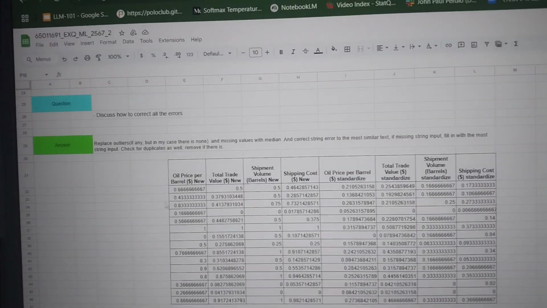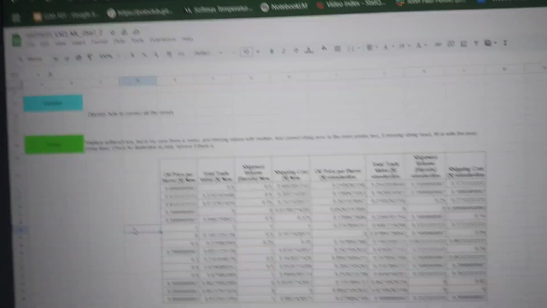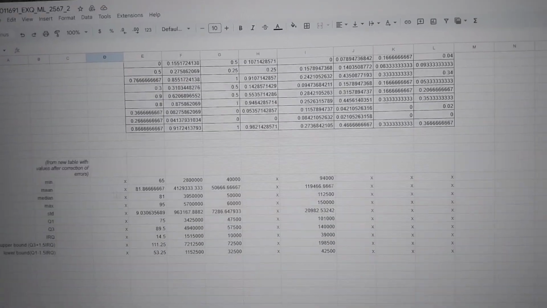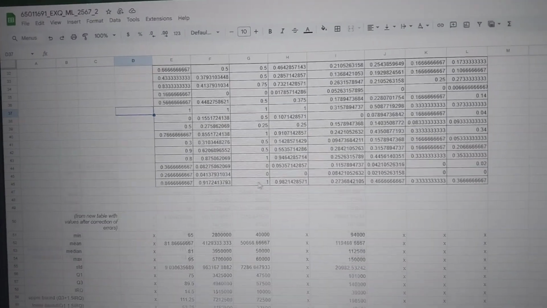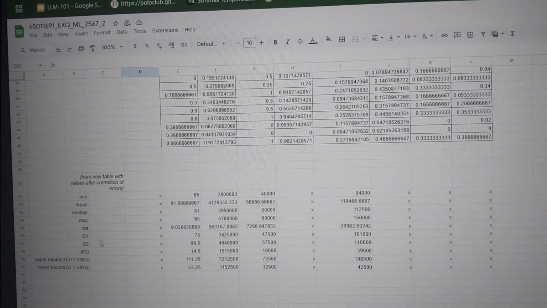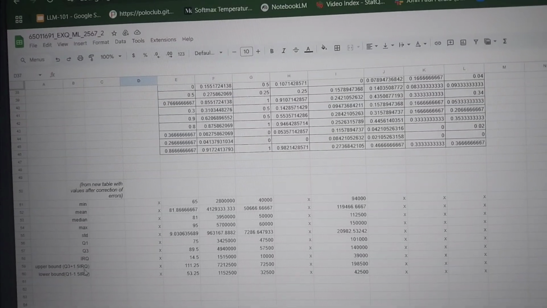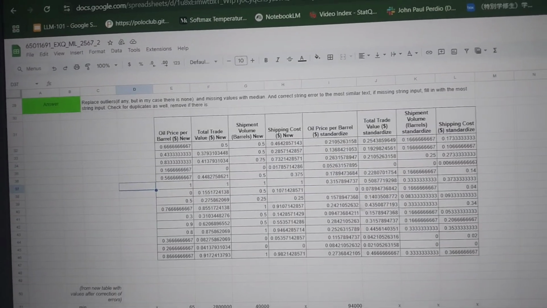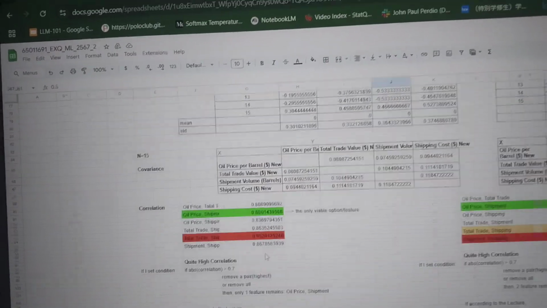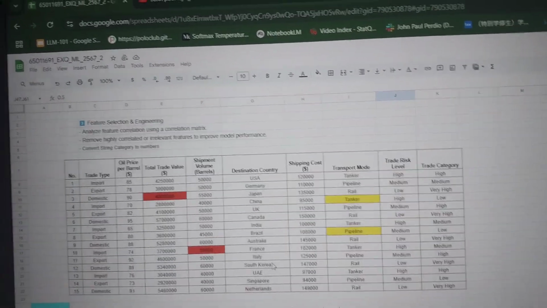Next, we did a min-max normalization from this table, and we also made a new table of the mean, median, max, standard deviation, Q1, Q3, IQR, and the upper and lower bound based off of this table up here. And now we move to feature selection.